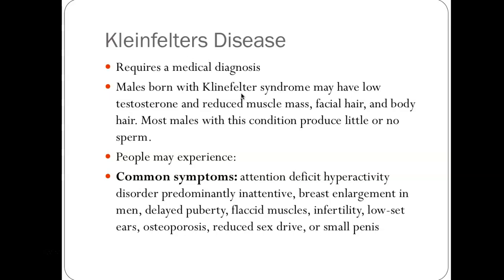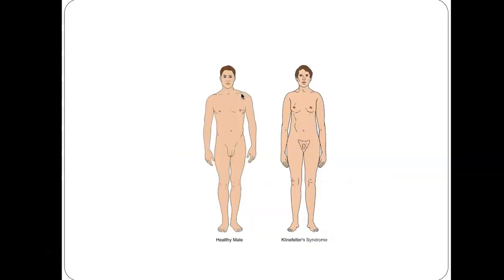A lot of times they will have ADHD that accompanies everything else. They'll have breast enlargement, delayed puberty, flaccid muscles, infertility, low set ears, osteoporosis, reduced sex drive, and a small penis. So this is what a healthy male would look like. This is what a male with Klinefelter's would look like.